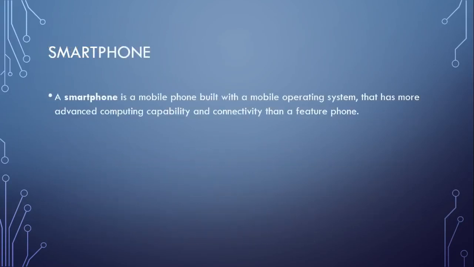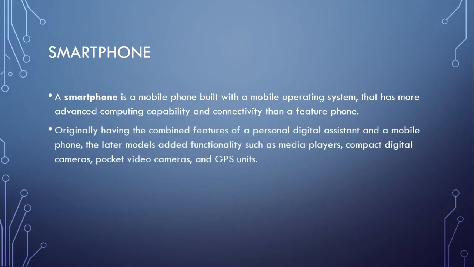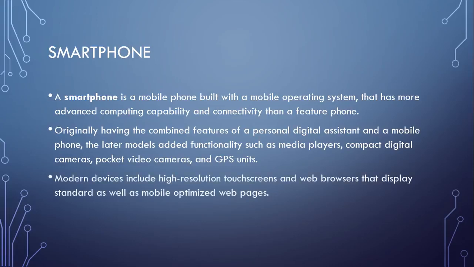Next, smartphone. A smartphone is a mobile phone built with a mobile operating system that has much more advanced computing capability and connectivity than a feature phone. Smartphones originally had the combined features of a personal digital assistant and a mobile phone, and later models added functionality such as media players, compact digital cameras, pocket video cameras, and even GPS units.